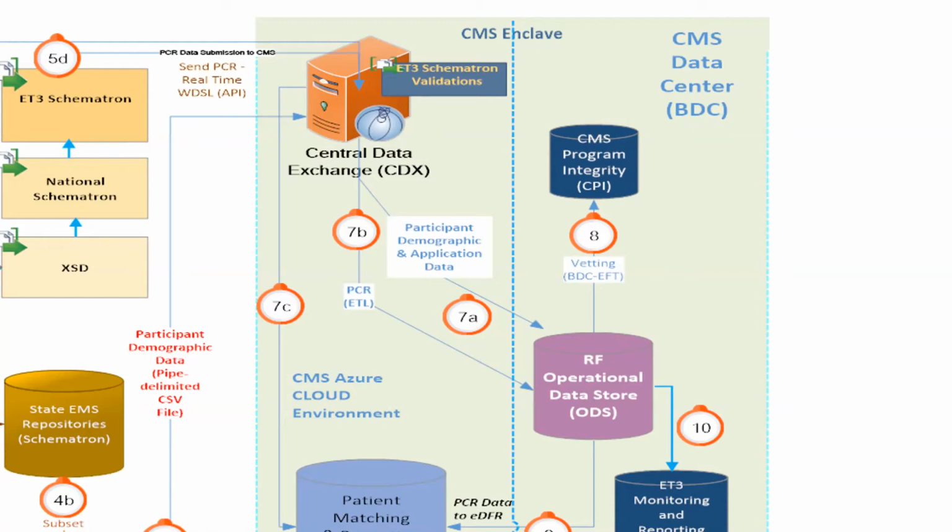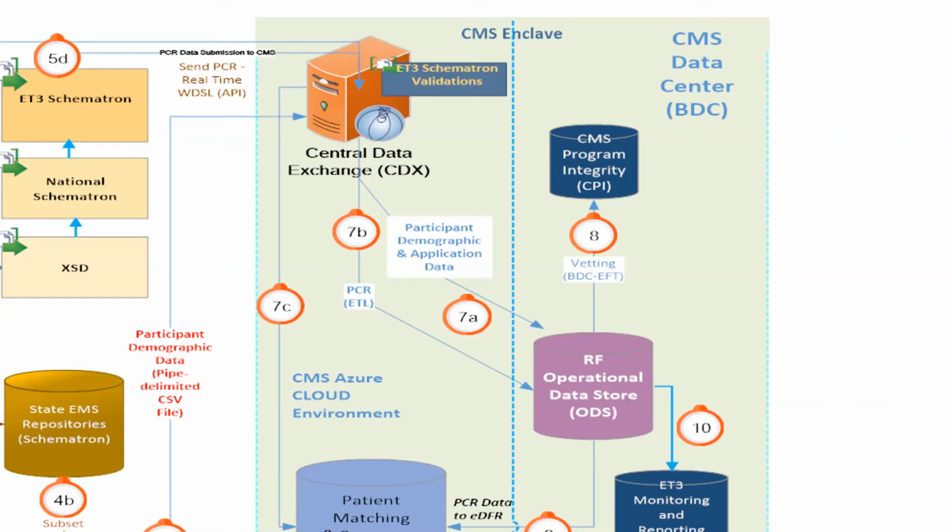So the arrows you see here for 7A that go between CDX and something we call the RF operational data store, that is where that data will all flow into, and processing of that data will take place. I did want to point out that on flow number 8 here, there's a level of partner vetting that takes place, where we're using some of the processes and data that are part of the CMS program integrity systems. So that is being leveraged so that we can accomplish the vetting that we need to.